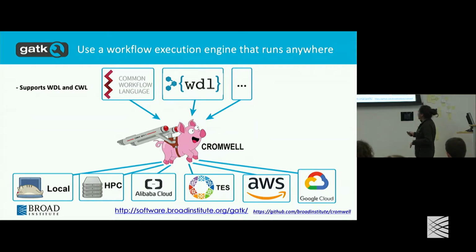Additionally, if you're involved with GA4GH standards making and such, TES is sort of a GA4GH API for task execution, so Cromwell supports that. Cromwell can also run on Alibaba Cloud, and that was actually an external contribution into our code base because there were a few people trying to use Cromwell using Alibaba.